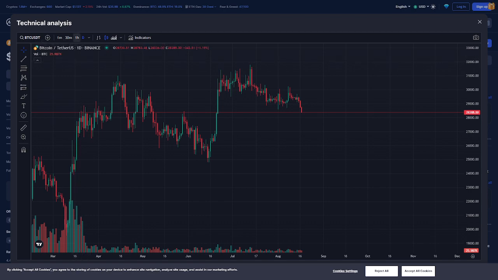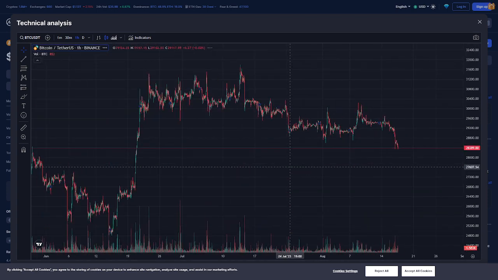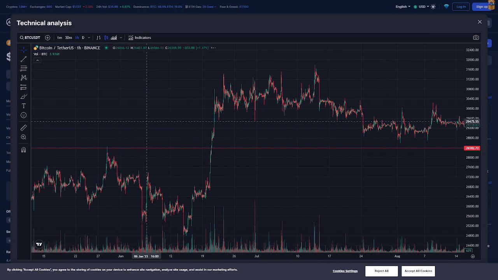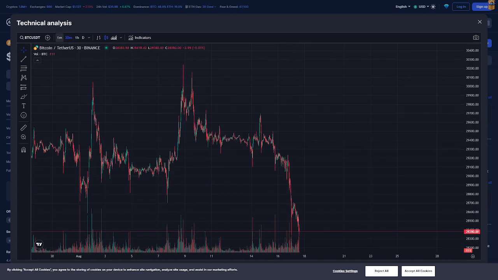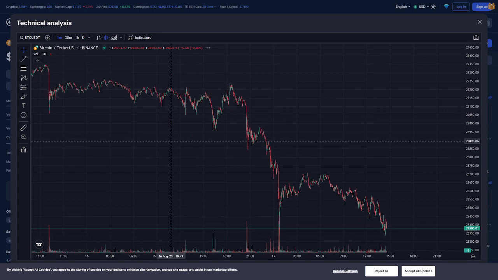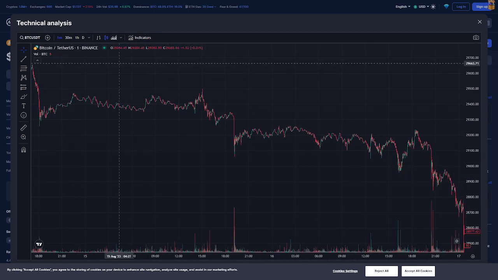In this case, I'm going to click on 1H. Immediately, the chart begins to look a little different. This is because every candlestick is not made within one day, but rather 1 hour, which is what 1H stands for. We can also do the same for 30M, which stands for 30 minutes, and 1M, which stands for 1 minute, right?